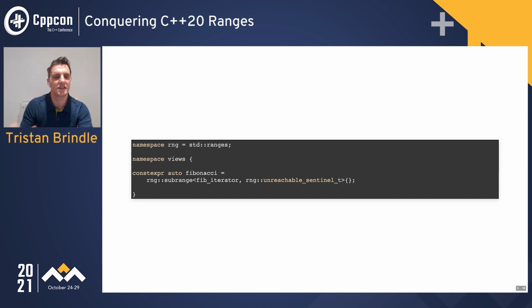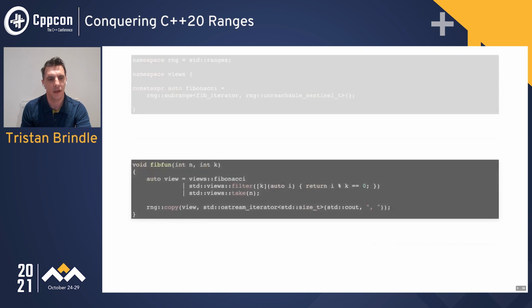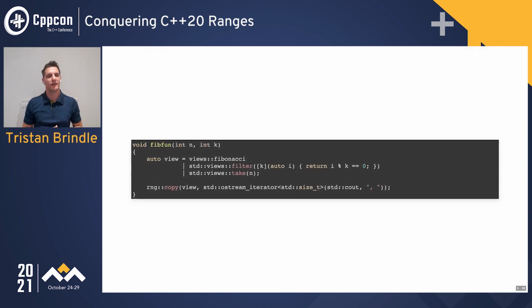So now that we have a view, we can start using all those really nice adapter types that are in C++20. So we can rewrite our fibfun into something really quite different. What we're doing here is we've got our Fibonacci view, and then we're piping that into a filter adapter. So we've got our view that's going to have just an infinite sequence of Fibonacci numbers. We're filtering that, accepting only the elements that are exactly divisible by k. We're taking n of those, and then we are performing our output operation.